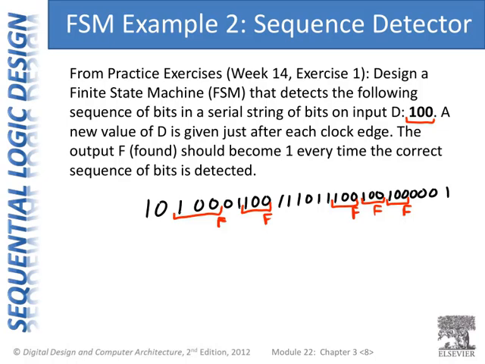Okay, and again, remember that's a single bit input D, but in time it's changing. So it's a 1, and a 0, then a 1, and a 0, and a 0, and a 0, and then a 1, and a 1, and so on. So there's our waveform of that signal.